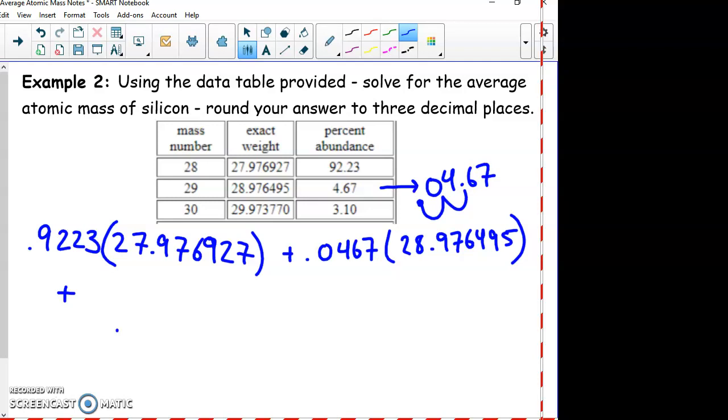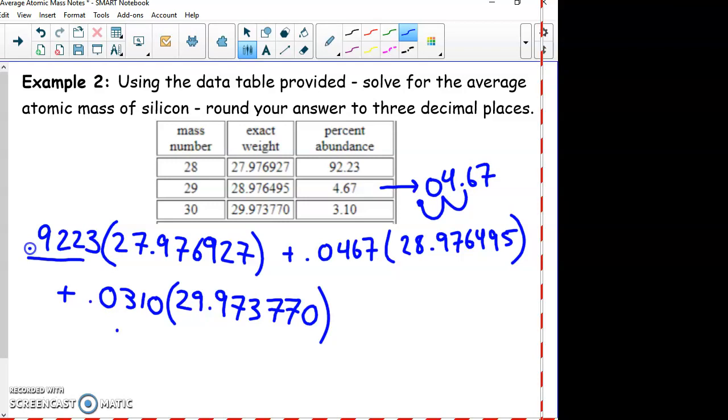Plus, same deal for our percentages. It's going to be 0.0310 times 29.973770. Yikes. But we have accounted for all 3 isotopes. We have all 100% of the stuff dealt with.